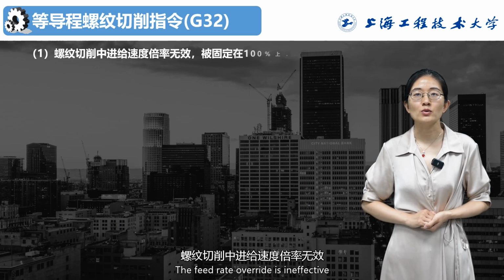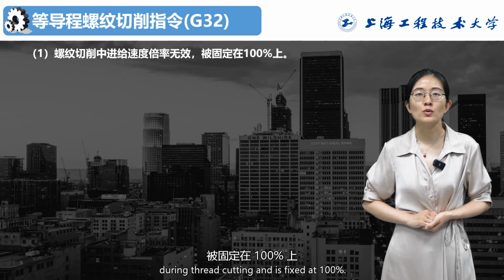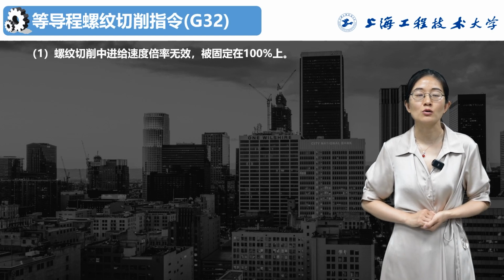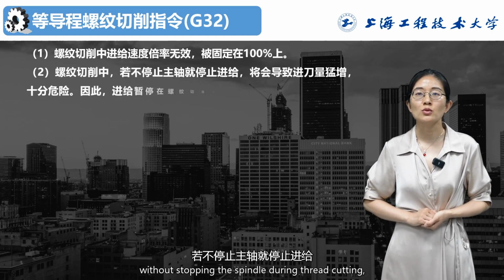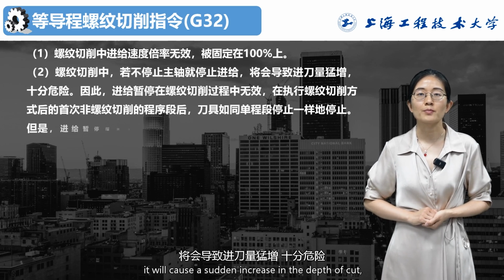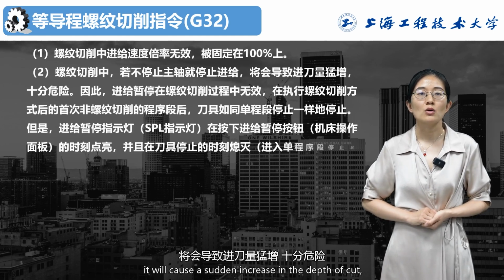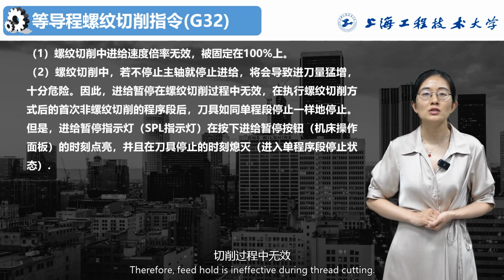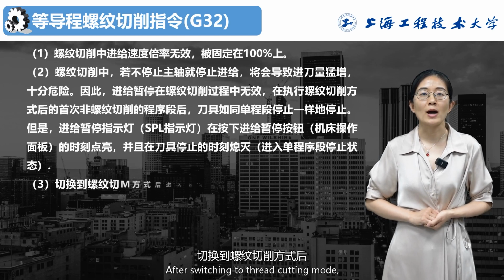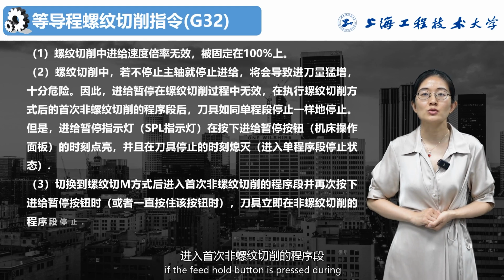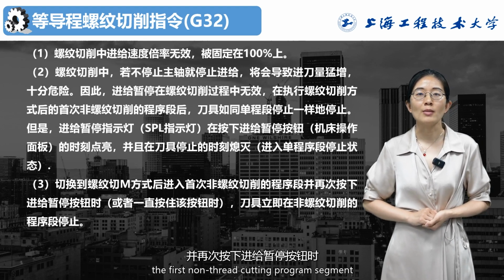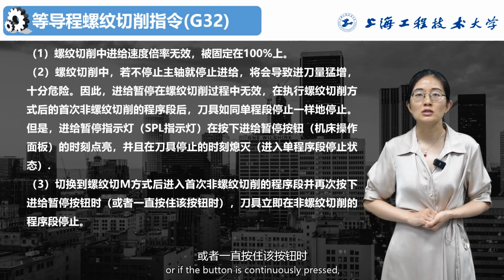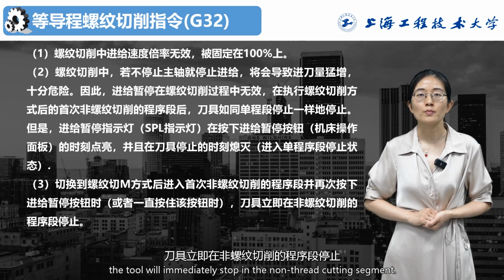The feed rate override is ineffective during thread cutting and is fixed at 100%. If the feed is stopped without stopping the spindle during thread cutting, it will cause a sudden increase in the depth of cut, which is very dangerous. Therefore, feed hold is ineffective during thread cutting. After switching to thread cutting mode, if the feed hold button is pressed during the first non-thread cutting program segment, or if the button is continuously pressed, the tool will immediately stop in the non-thread cutting segment.